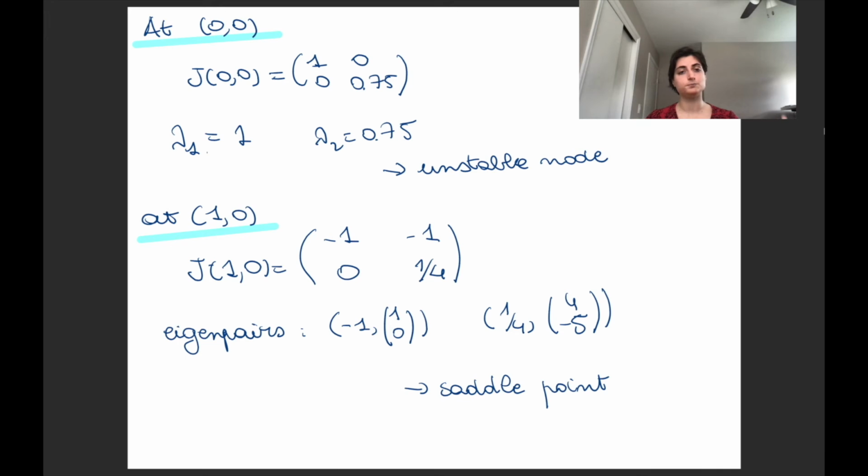At 0, 0, we have the Jacobian being 1, 0, 0, 3/4. So the eigenvalues are 1 and 3/4. It's an unstable node. This is a linearization that is reasonable because a perturbation of it will still give us an unstable node. The same we can do at 1, 0. Then the Jacobian becomes -1, -1, 0, 1/4. That gives us the eigenpairs -1, (1, 0), and 1/4, (4, -5). This is a saddle node. Again, this is a linearization that we can handle.